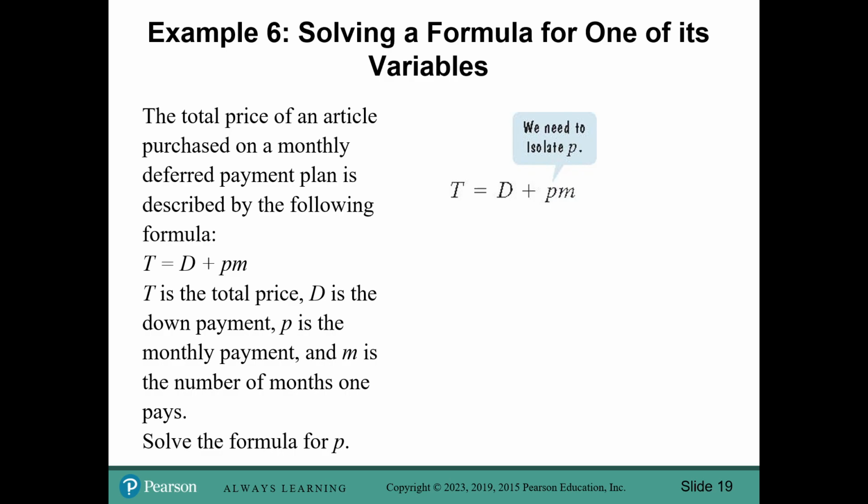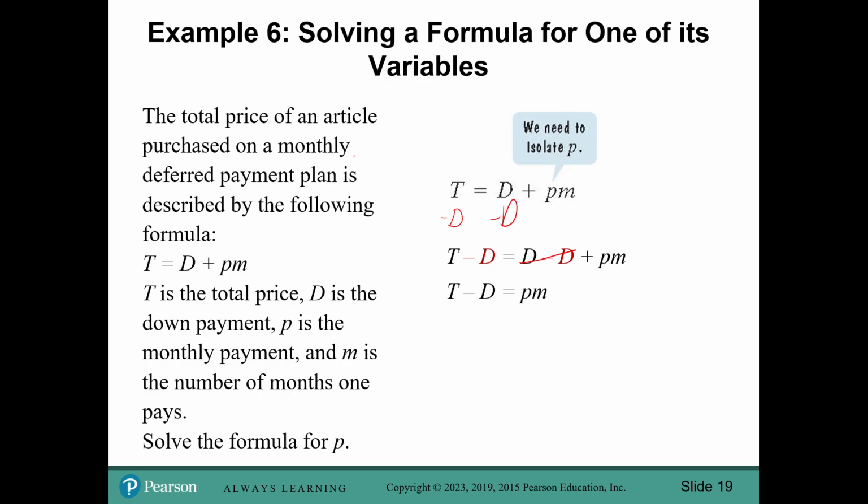We need to isolate the P. We have T equals D plus PM. We need to get that P by itself. First thing we need to do is subtract off the D. So let's do that. I'm going to subtract D from both sides. So T minus D equals D minus D plus PM. These cancel each other out. Boom. I'm left with T minus D equals PM.